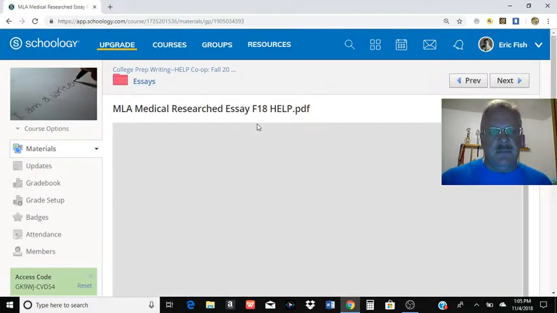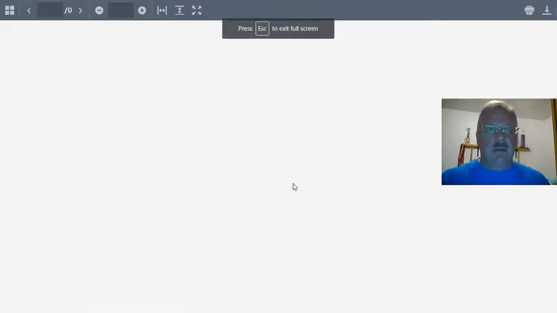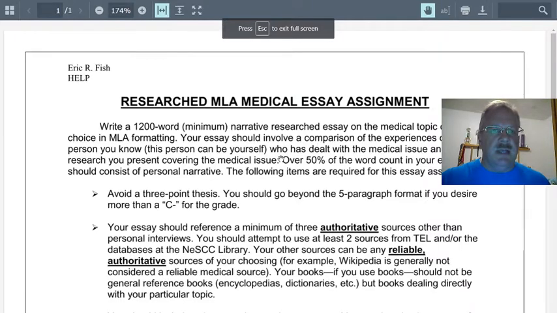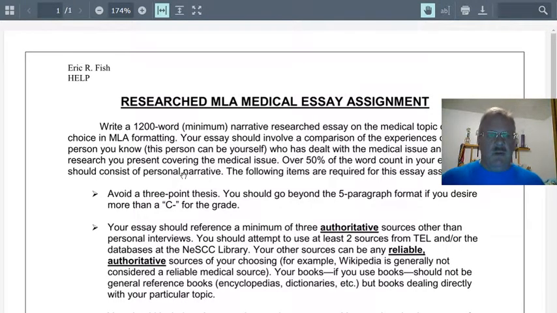For this essay, you're going to be researching a medical topic and telling someone's story while you do that. It's going to be about a 1,200 word minimum. Again, it's a narrative research essay. The way it's going to work is you're going to tell someone's story and put the medical research into it. That someone can be yourself. It could be someone else.